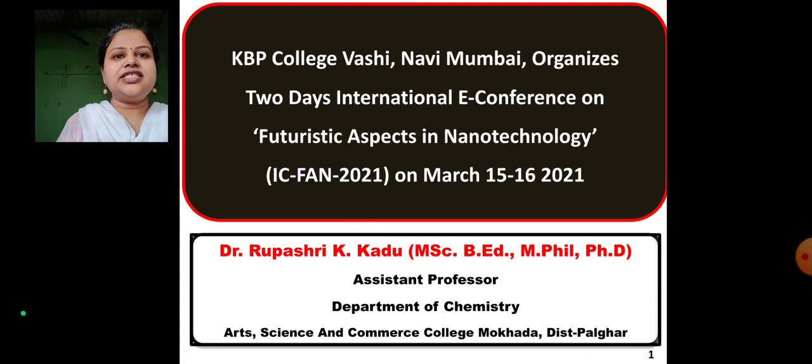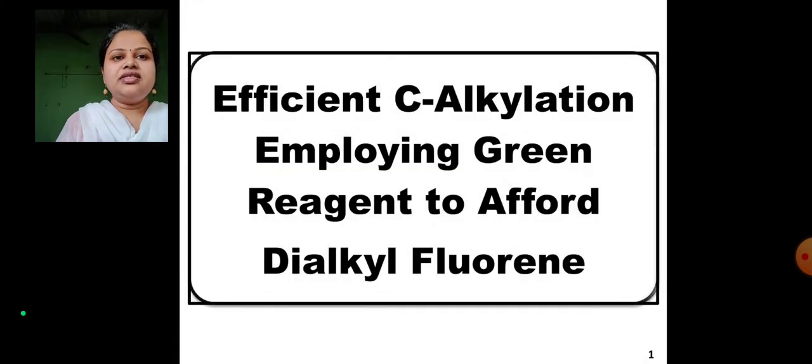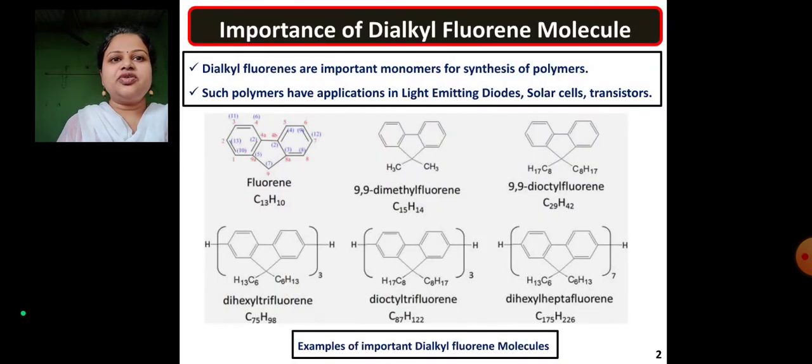College, Mokhada, District Palghar. In this conference, I am presenting a paper entitled Efficient Alkylation Employing Green Reagent to Afford Dialkyl Fluorene. This slide shows the importance of the dialkyl fluorene molecules. These dialkyl fluorene molecules are very important monomers for the synthesis of polymers, and such polymers have great applications in light emitting diodes, solar cells as well as transistors.